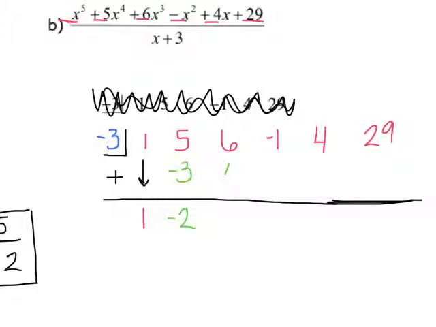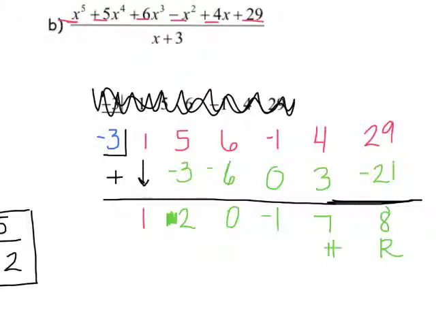Oh my gosh, I'm really sorry. There's no excuse. 5 plus -3 is +2, not -2. Okay, -3 times +2 is -6. 6 plus -6 is 0. -3 times 0 is 0. -1, 3, 7, -21, 8. This is my remainder.